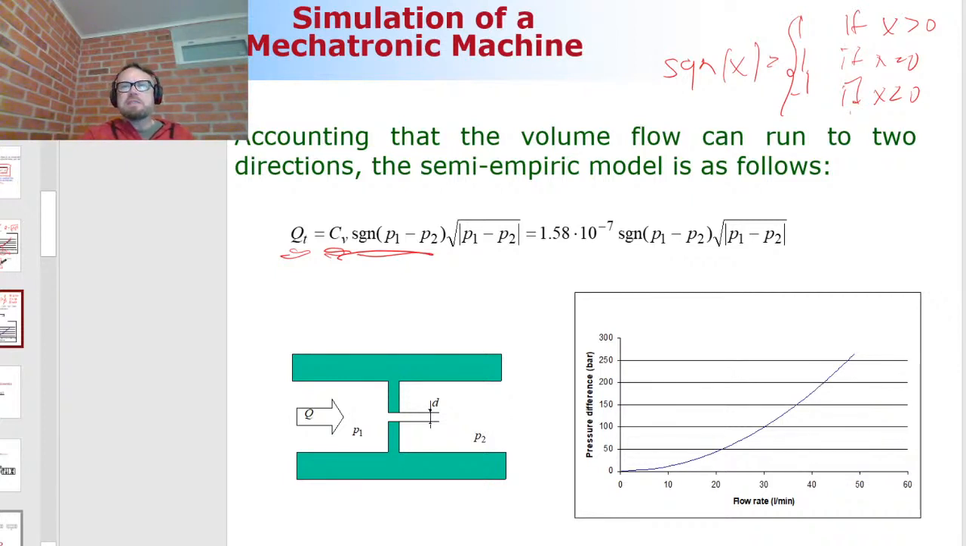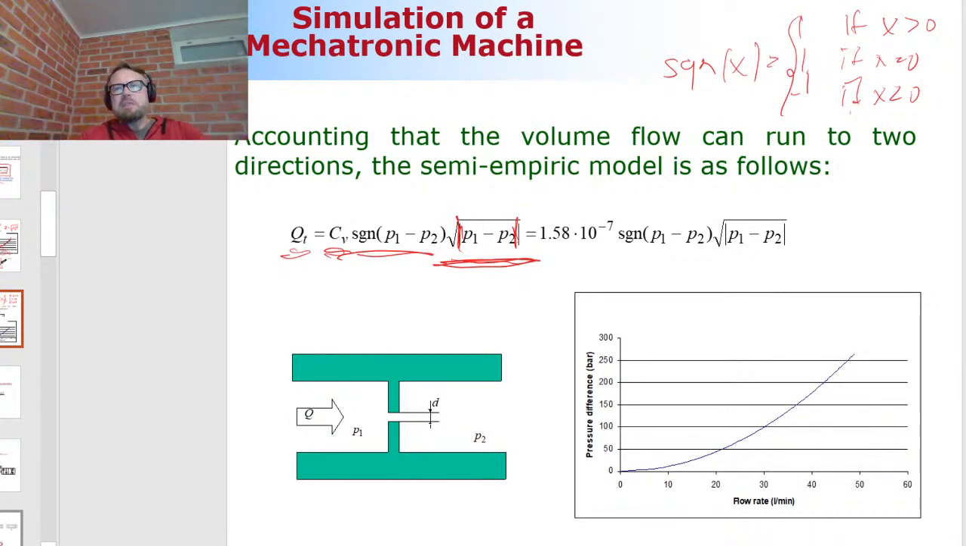Why am I using this sine function? What I have under the square root is the absolute value. Why did I place the absolute value here under the square root? Well, that's simply because I don't want to deal with negative values under the square root. So that's the reason that I'm using this sine function.